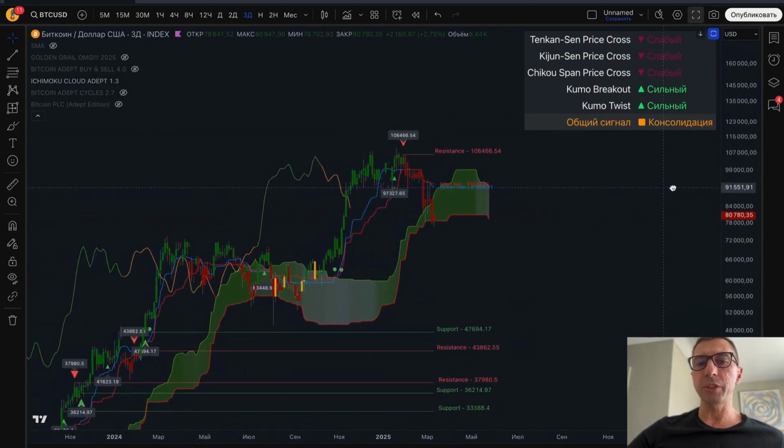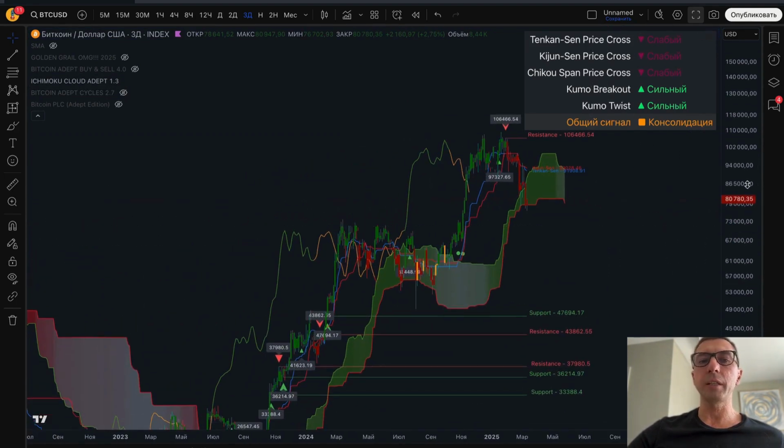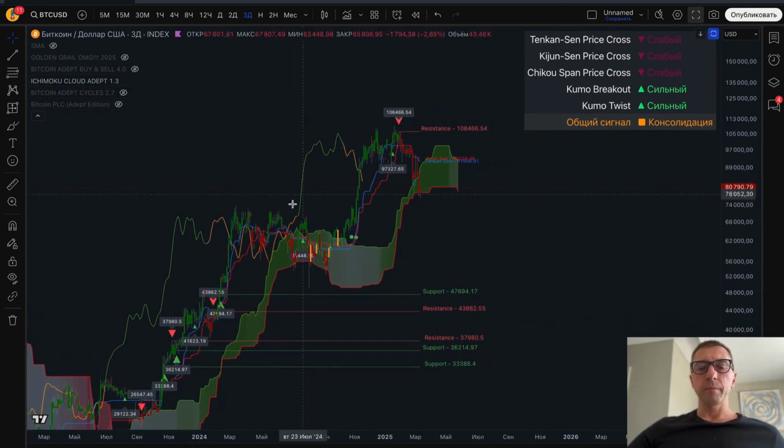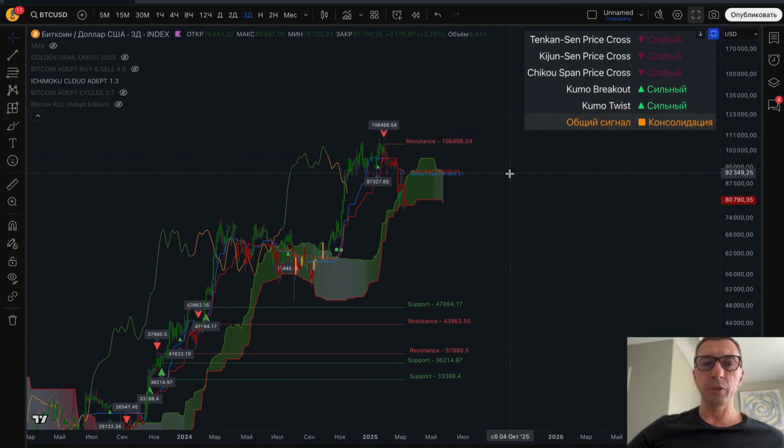first on the global scale. Let's see what signals they give. The first signal indicator is the Ichimoku Cloud Adept. Well, globally, it seems to be more or less okay. Bitcoin has 2 strong upward signals. The main overall signal is consolidation.